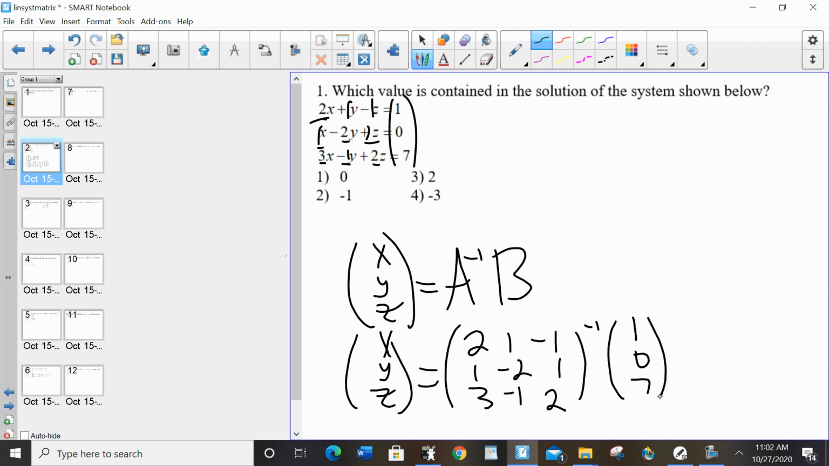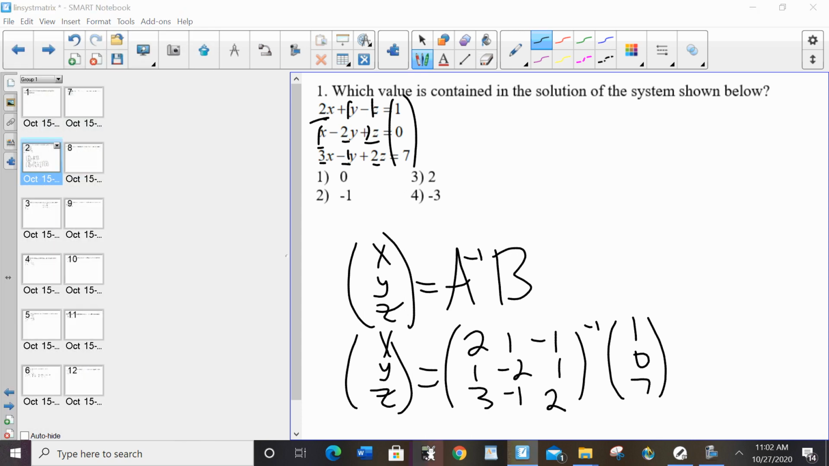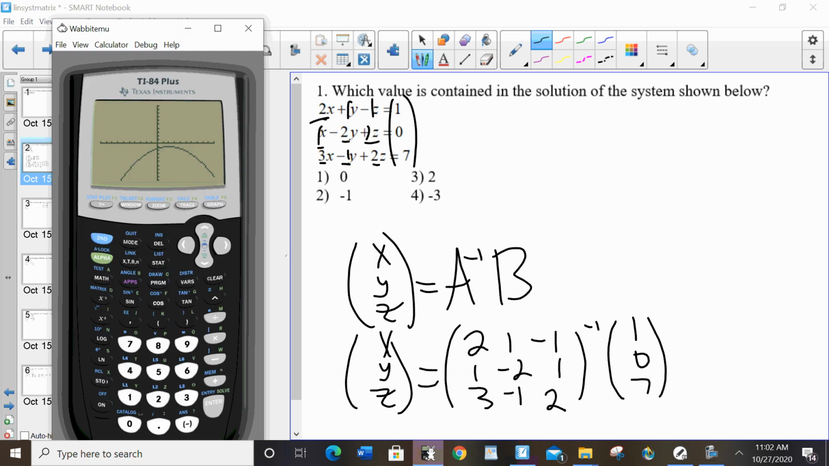Now, how do I type this in? Well, that's what we're about to do right now. I am going to go to, let's turn my calculator on. Why isn't my calculator turning on? Try that again. I'm going to go to second matrix. Matrix is the X inverse button. It's 4 from the top on the left-hand side.